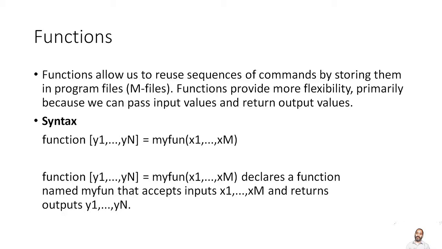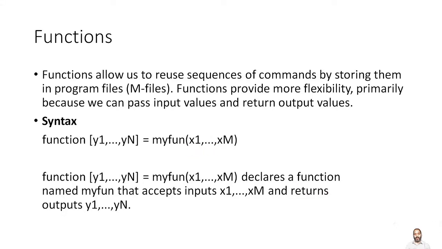Now, what is the basic syntax of writing or declaring a function? Here it is. First we have the function keyword, then in square brackets we can have the return parameters, followed by the equal to sign, and then the name of the function. myFun is the name of the function, and then within brackets we have the input arguments to the function.